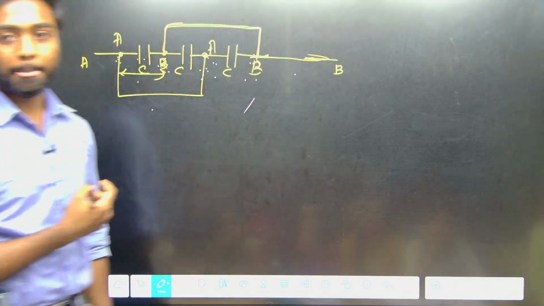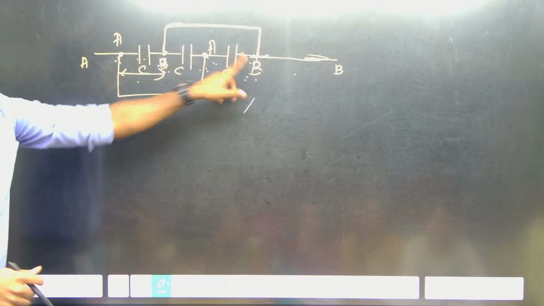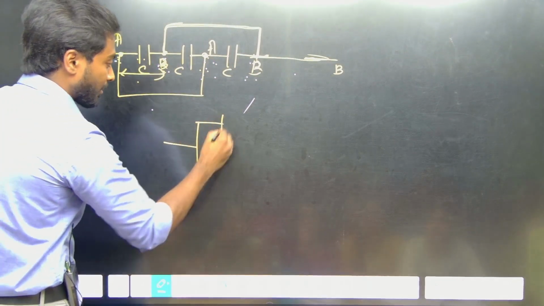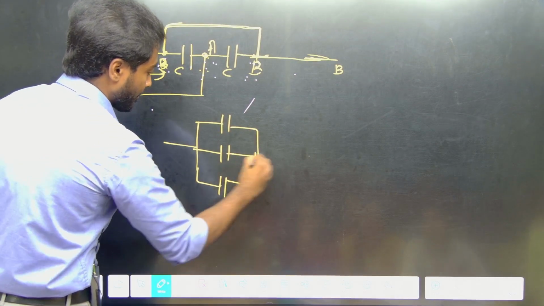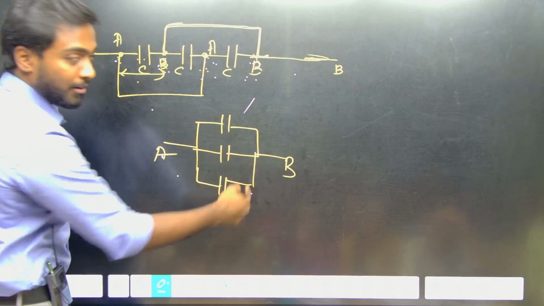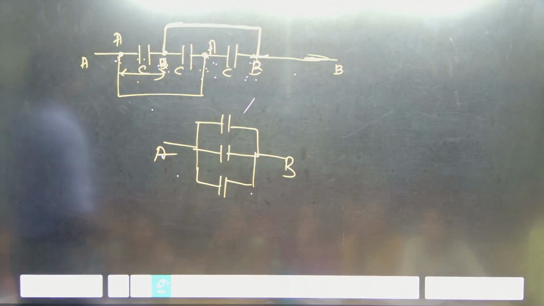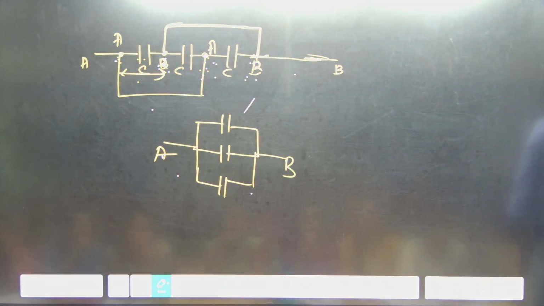as a wire only. Now if you see AB, BA, AB, can I draw it like this, three parallel capacitors: the first one AB, second one AB, third one AB. That's the answer. Parallel plate capacitors, C plus C plus C, 3C is the answer for this question.